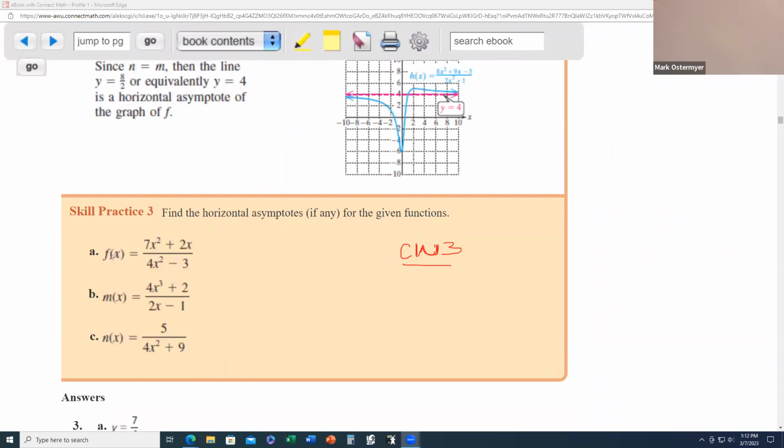All right, for a here, f of x, notice the degree of the numerator and denominator polynomials are equivalent. They're both second-degree polynomials. Therefore, the equation of the horizontal asymptote is going to be y equal to the ratio of the leading coefficients. Y is equal to 7/4. That horizontal line would be the horizontal asymptote. Or you could turn this into a mixed number for plotting purposes. It would be 1 3/4. Y is equal to 1 3/4.